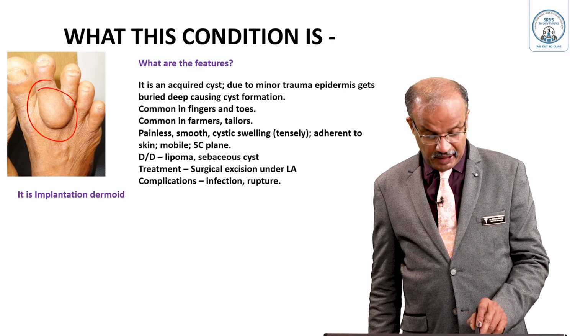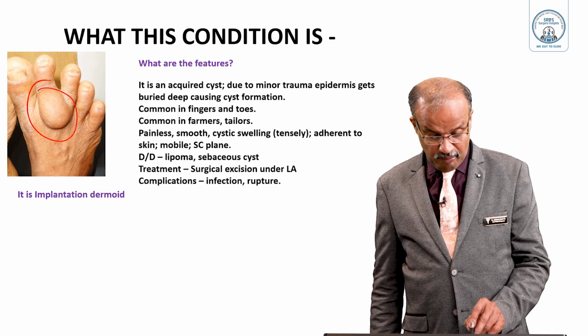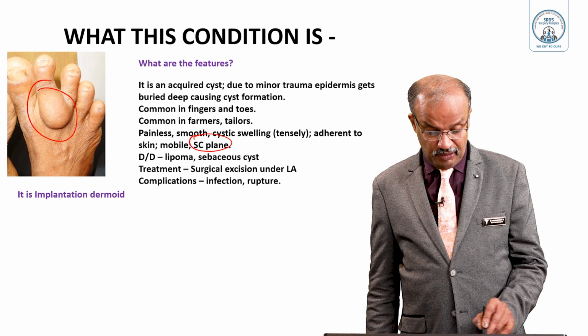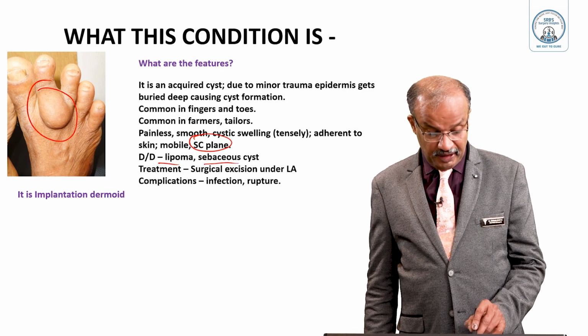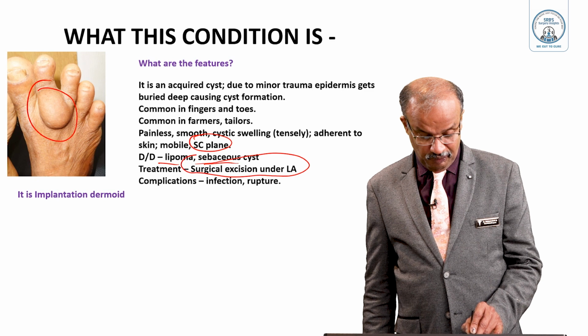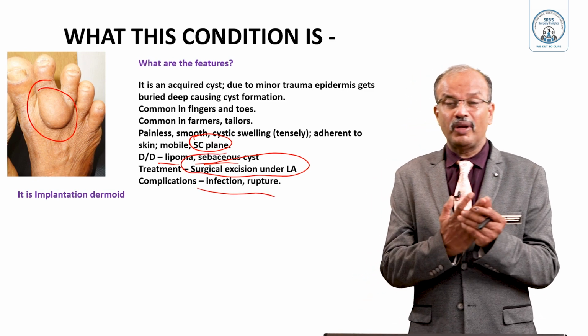Common in farmers, tailors. Painless, smooth, cystic swelling, tensely cystic. It is adherent to skin, mobile, but in the subcutaneous plane, remember. Differential diagnosis: lipoma, sebaceous cyst. Treatment is surgical excision under local anesthesia. Simple excision is sufficient. Sometimes it may cause complications, rupture, and form a raw area.